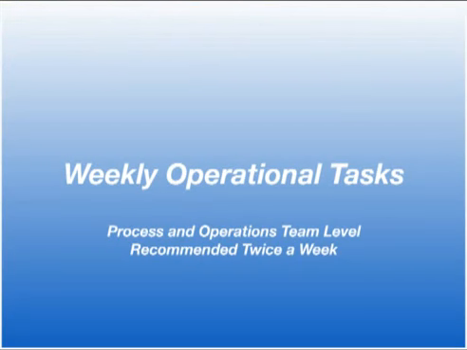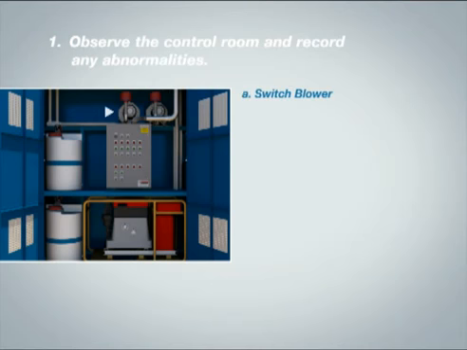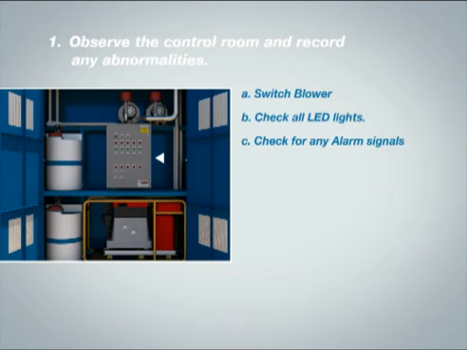Weekly operational tasks, process and operations team level. Recommended twice a week. 1. Observe the control room and record any abnormalities. A. Switch to alter the blower in operation. B. Check all LED lights. C. Check for any alarm signals.